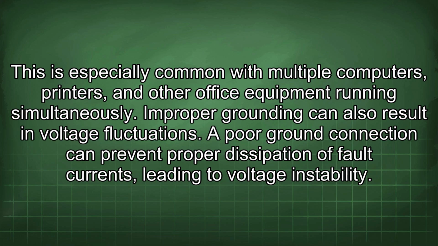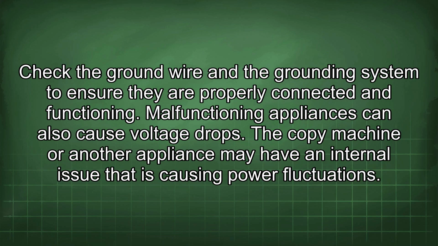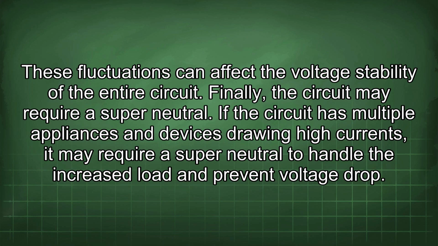Improper grounding can also result in voltage fluctuations. A poor ground connection can prevent proper dissipation of fault currents, leading to voltage instability. Check the ground wire and the grounding system to ensure they are properly connected and functioning. Malfunctioning appliances can also cause voltage drops. The copy machine or another appliance may have an internal issue that is causing power fluctuations. These fluctuations can affect the voltage stability of the entire circuit.